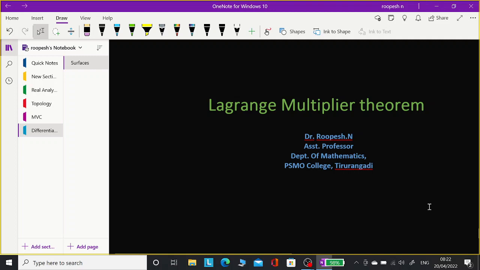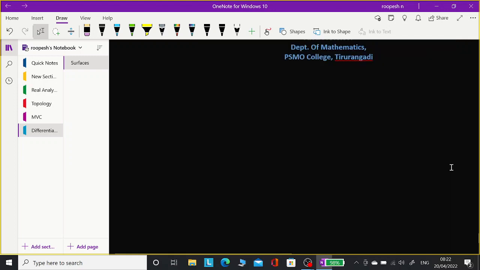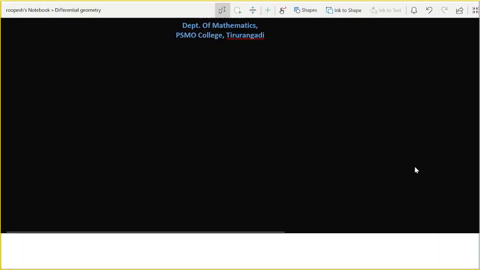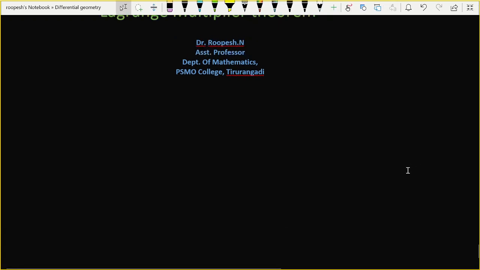Today's class, today we are going to discuss the Lagrange multiplier theorem. First of all, we will state that theorem, then we will prove the theorem. Theorem.